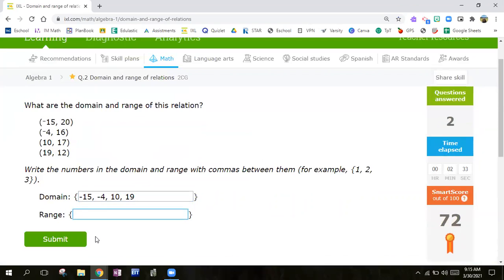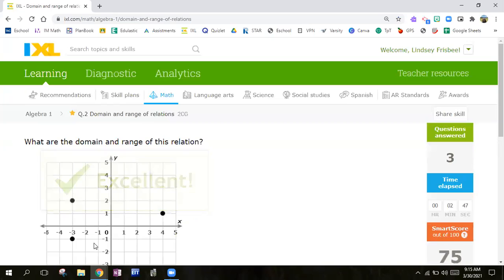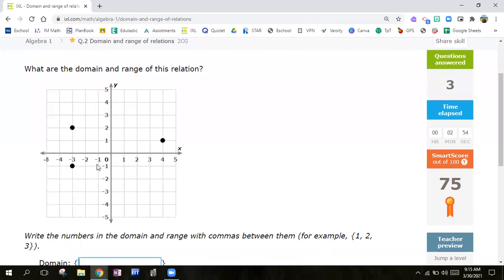For the range, I have to match my Y values with its correct X value. So what was the Y value when X was -15? 20, then 16, then 17, then 12. You notice those are just all in order? Same when you get to this domain.